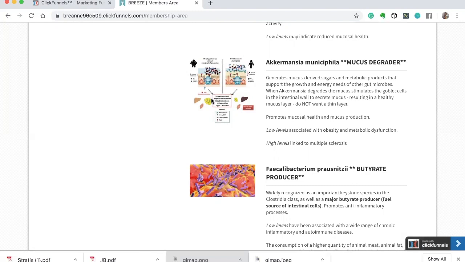When Akkermansia degrades the mucus, what happens is the goblet cells of the intestine are stimulated to secrete more mucus. This allows for healthy turnover of the mucus layer. You don't want that mucus layer to be very thin, because if that mucus layer is thin, that's your first line of defense with your immunoglobulins to prevent different pathogens from binding. Low levels may be associated with obesity and metabolic dysfunction, and high levels have actually been linked to multiple sclerosis.